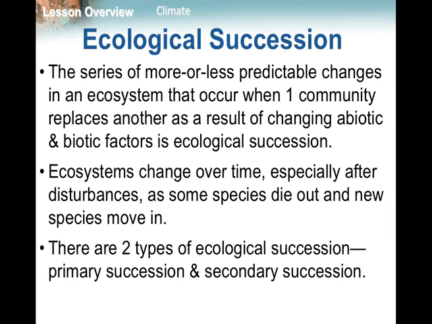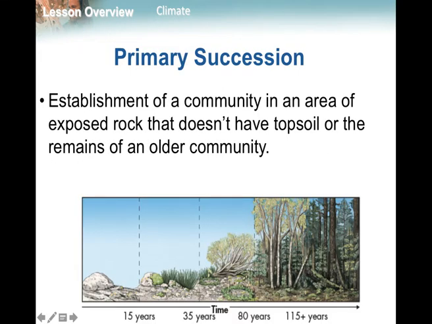There are two types of ecological succession. They are primary and secondary succession, and we are going to talk about each one of those. Primary succession is when we have an ecological disturbance that has occurred, and it is left with an area of rock that is exposed. This means that there is no topsoil in place, or there's nothing left of a previous type of ecosystem in the area.